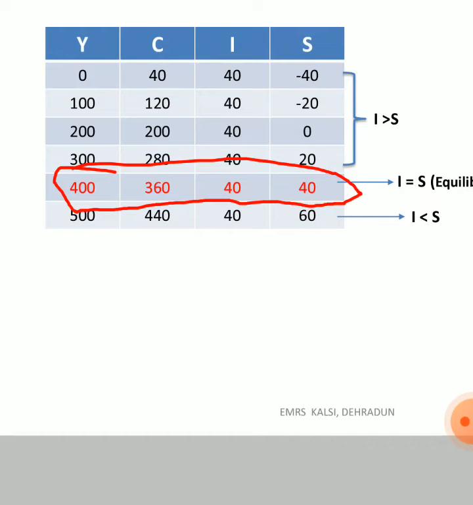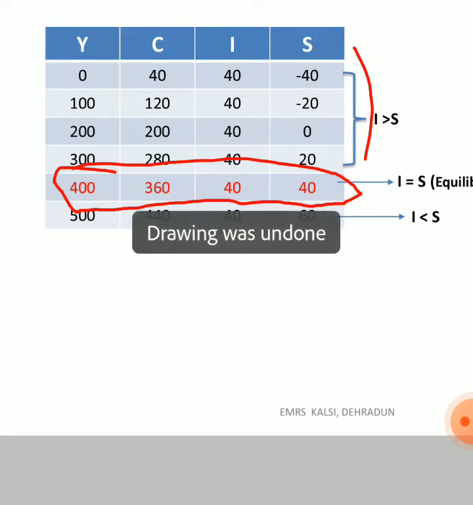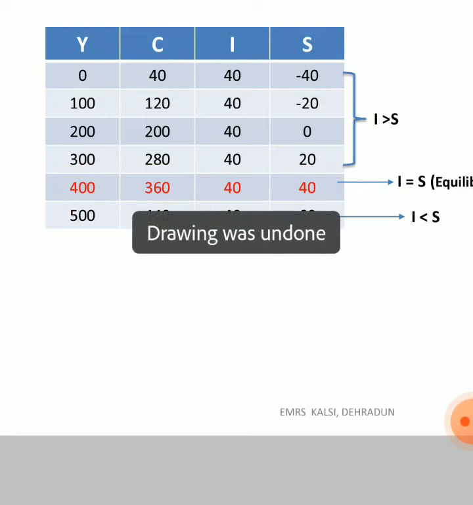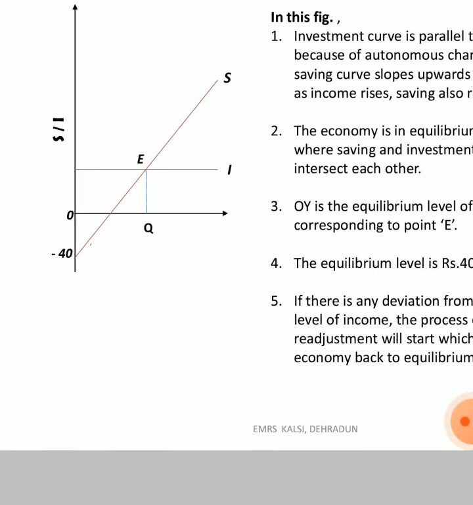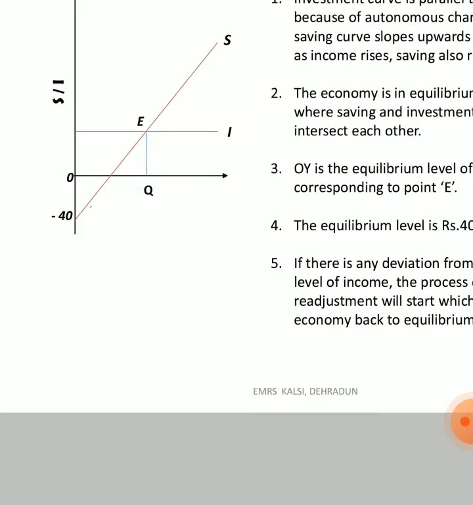Okay, so at this point the economy will find the equilibrium, and above that we can see investment is greater than savings. Okay, and below that investment is smaller or less than savings. Okay, so we have to make the table here. Okay, and the next thing is we have to make the diagram. So diagram is quite different from the previous approach.